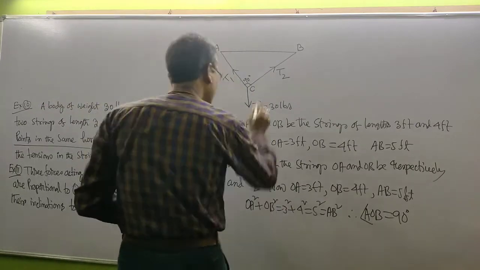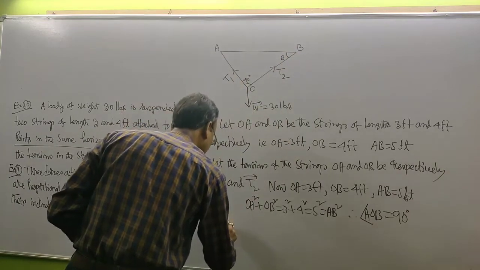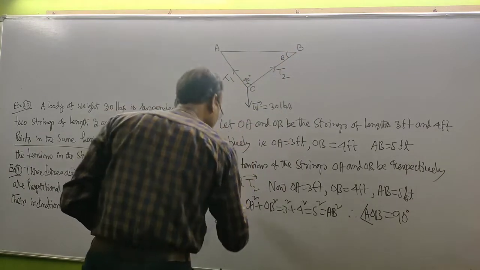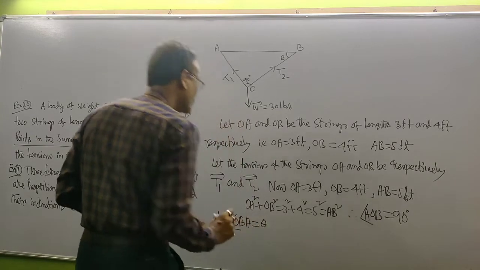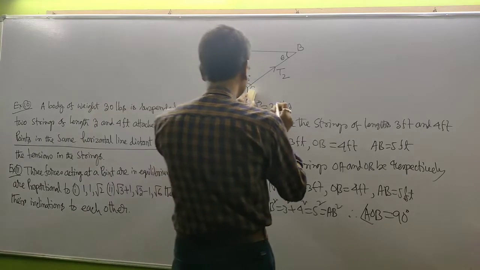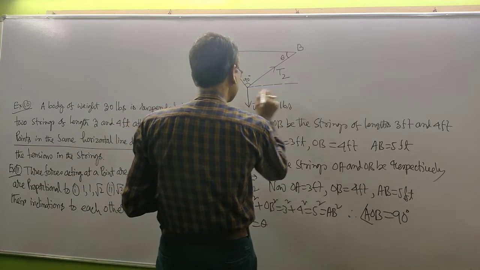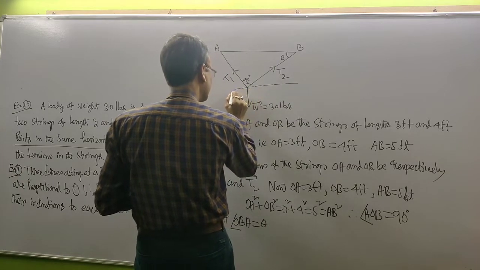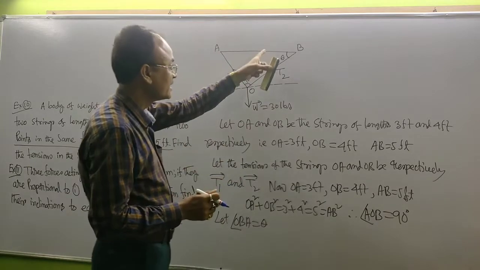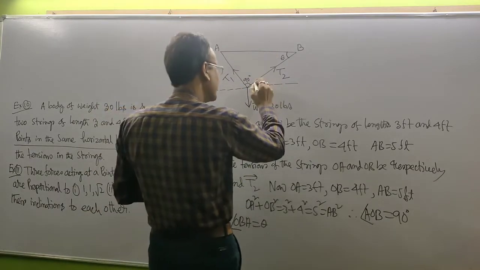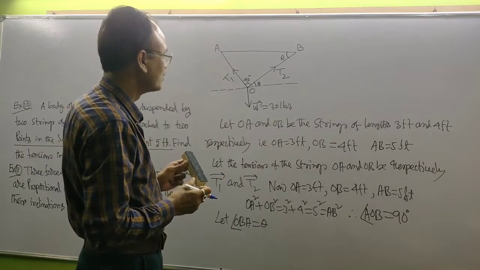Let this angle be theta. Suppose angle OBA is equal to theta. Now, this is the horizontal line. These are two parallel lines, therefore this angle will be equal to theta.